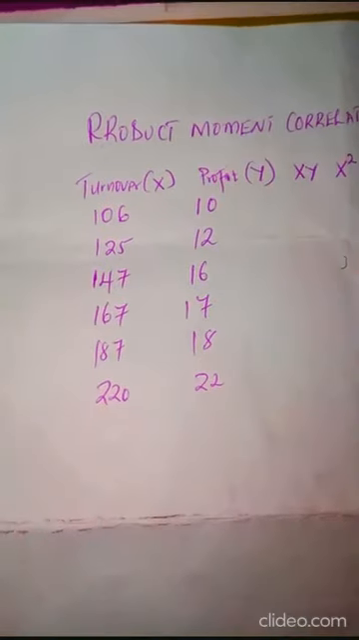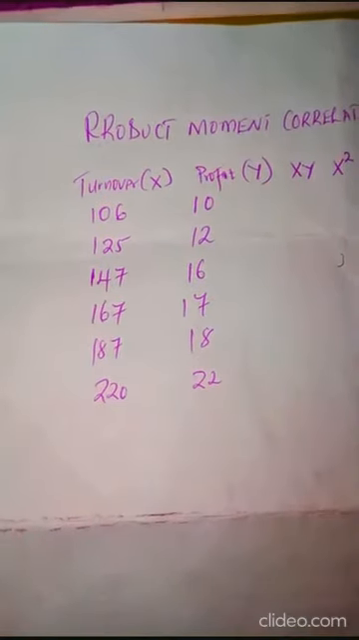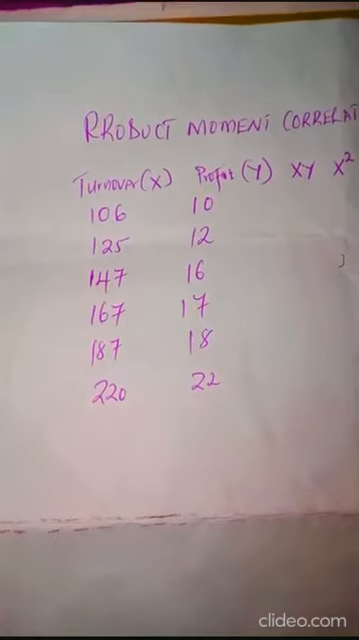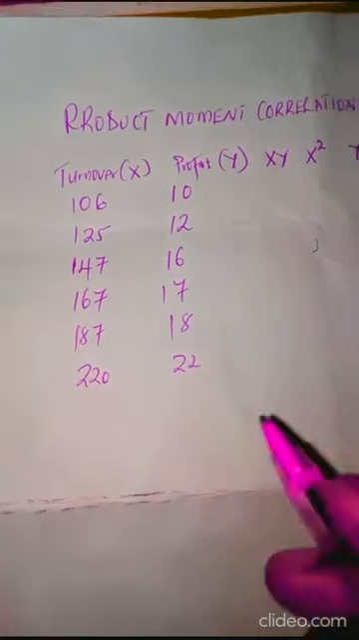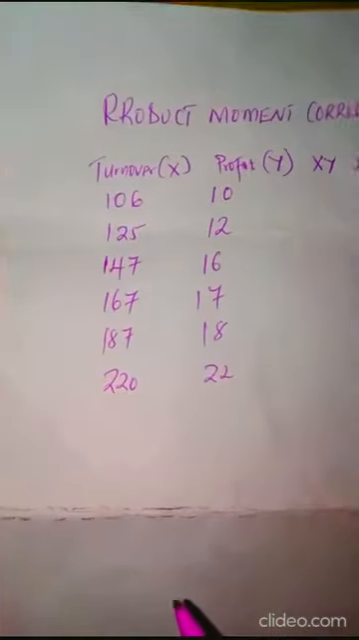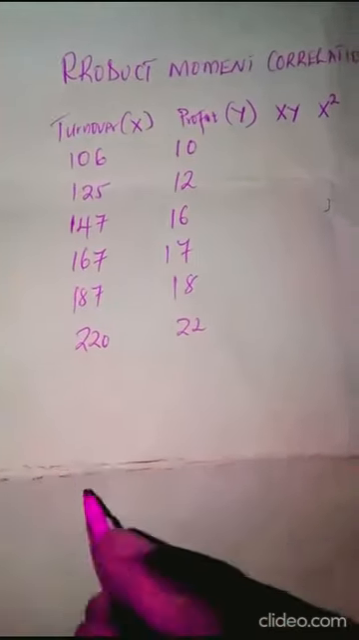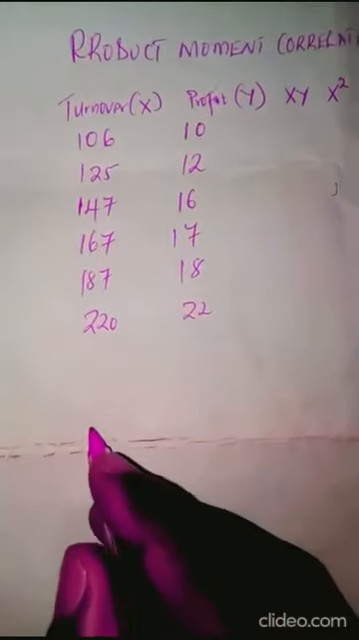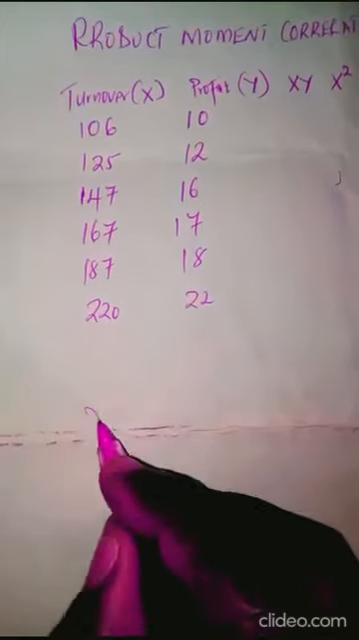I want to discuss the product moment correlation coefficient. Now, how do you go about it? First, I'll start by stating the formula. And the formula for getting the product moment correlation coefficient is denoted by this symbol.